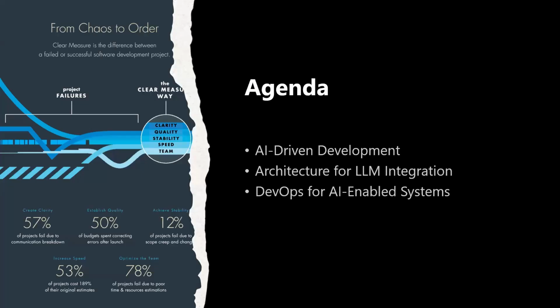So, the agenda today: I'm going to cover three areas. I'm going to talk about AI-driven development and how I think we should be thinking about it. I'm going to talk about some architectural elements for language model integration with our software and with our DevOps environments. And then I'll talk about how DevOps environments need to change for AI-enabled systems or AI-driven development.